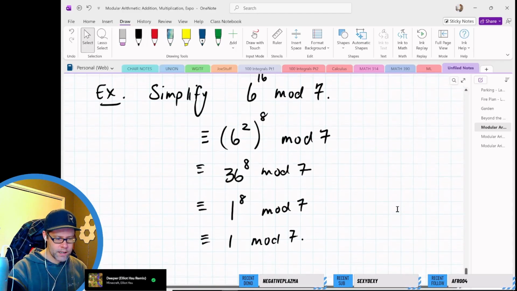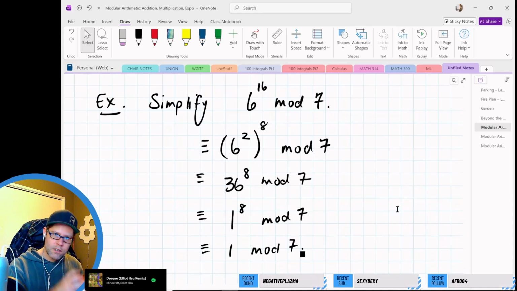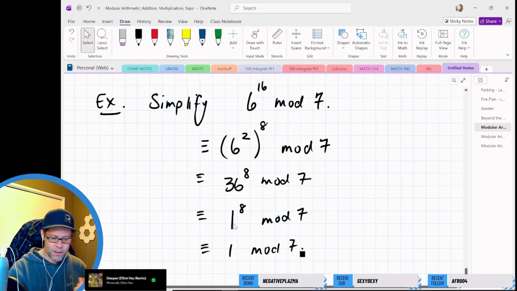Okay, so the idea here is, if you have a base and a really annoying power, maybe you can group together a couple of those things to help you simplify bits and pieces. Maybe if we get lucky, as in this case, we get a remainder of 1. Maybe you'll get a remainder of 0 or 1, and then it starts to help a lot.